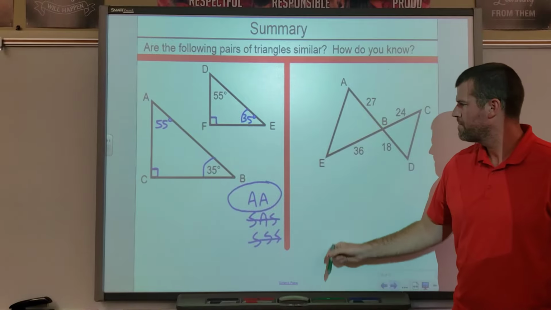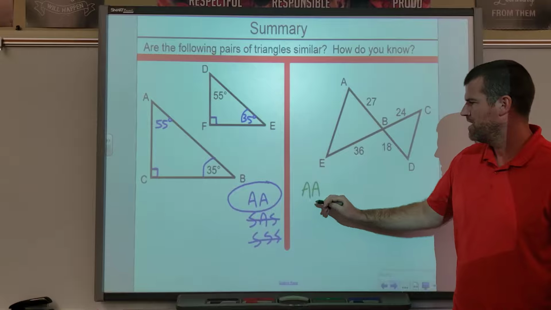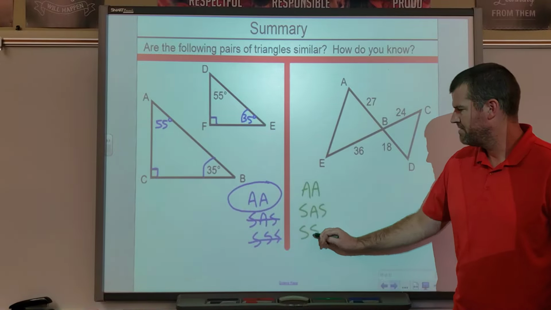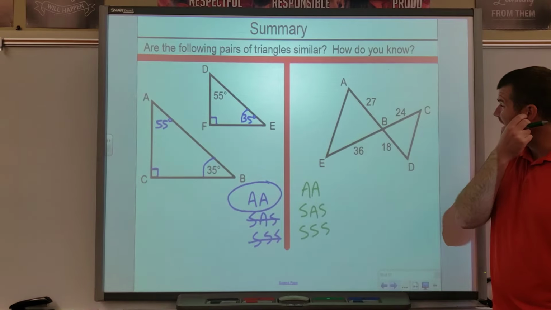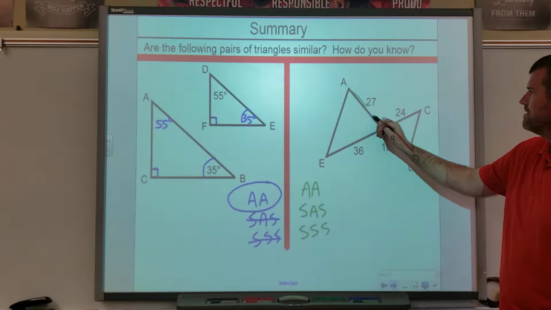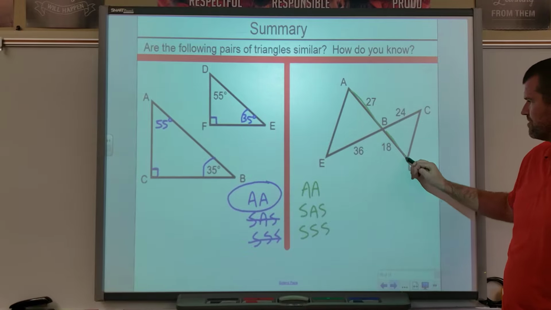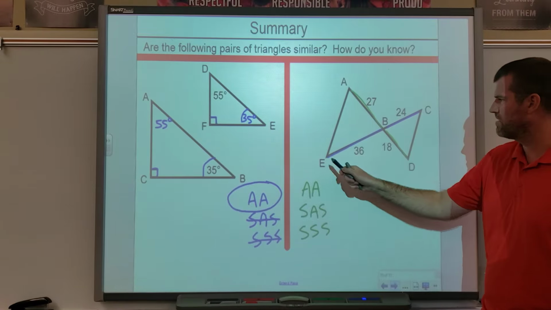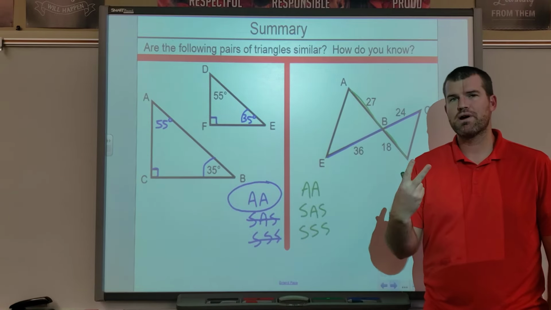Okay, this next one: angle, angle, side, angle, side, side, side, side. Well, how many pairs of sides do I have? I've got this shorter side goes with this shorter side, and I've got this longer side goes with this longer side. So that's two pairs of sides.